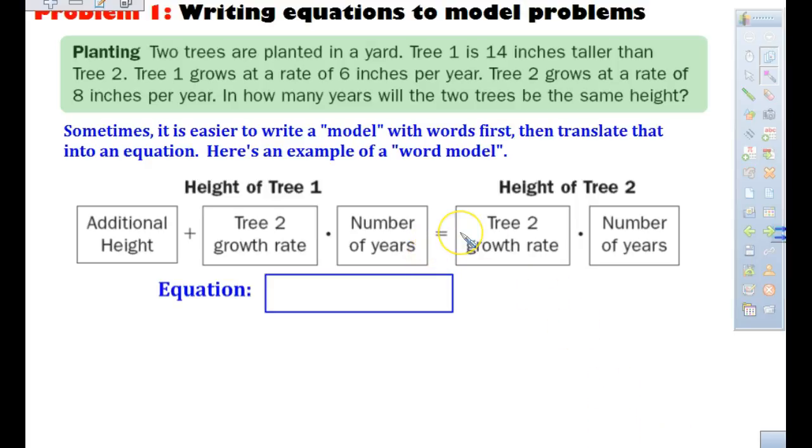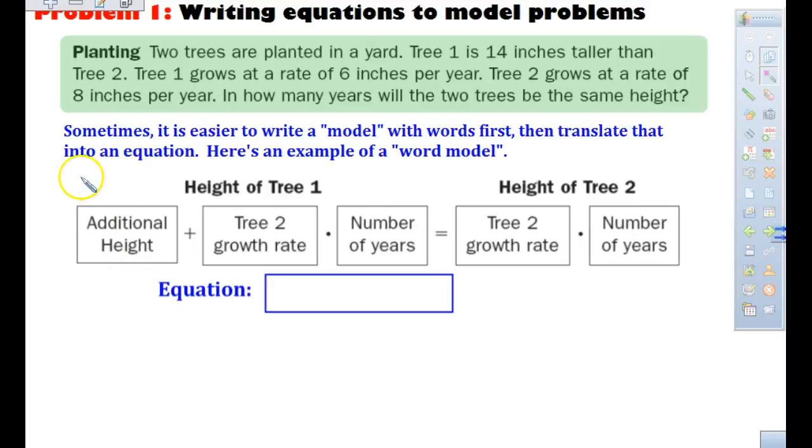If we are reading this situation, it says 2 trees are planted in a yard. Tree 1 is 14 inches taller than tree 2. Tree 1 grows at a rate of 6 inches per year, and tree 2 grows at a rate of 8 inches per year. In how many years will they be the same height? Now, we do not know how tall tree 2 was. We just know that this one is 14 inches taller.